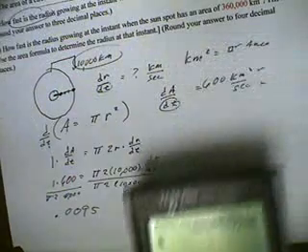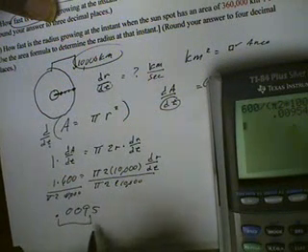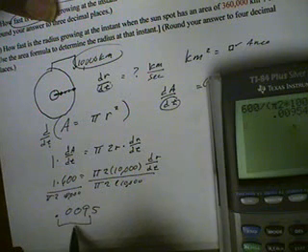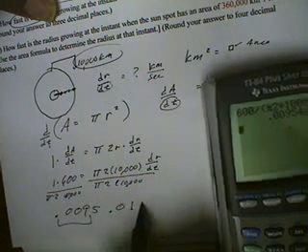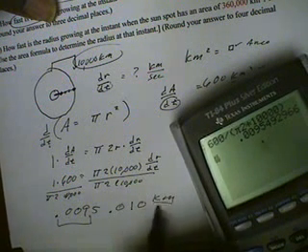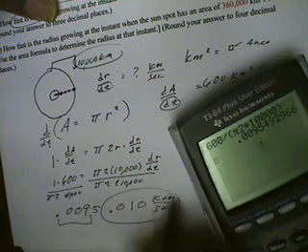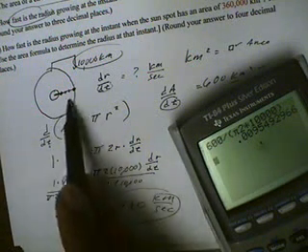And I think it says I need to answer in 3 places. So I need to go to about this spot right here. So that needs to be 0.010. Okay, that's 3 places. And that's in kilometers per second. And that's the speed that the radius is traveling at that spot right there.